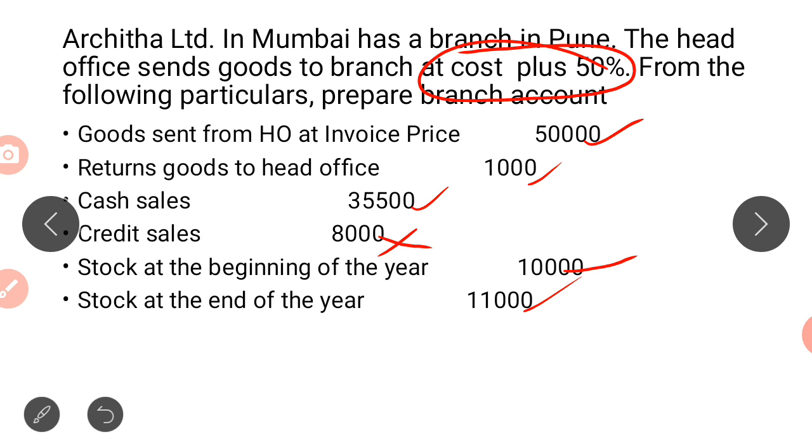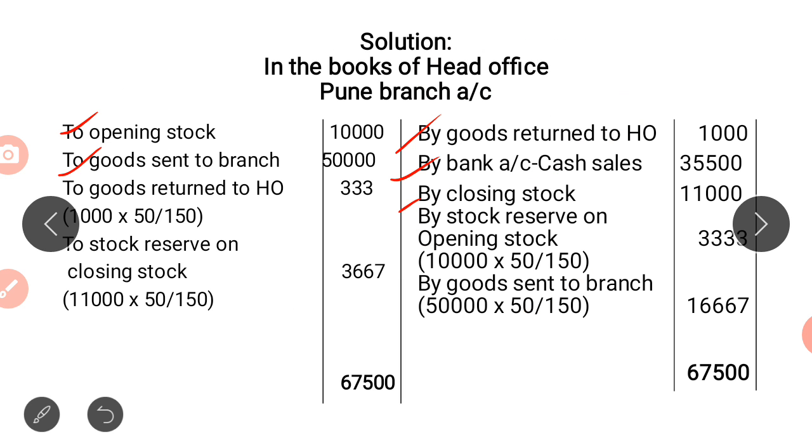Always remember, my dear students, when they give this type of cost plus 50% or cost plus 75% or 25%, anything, when it is cost plus, you always have to calculate stock reserve for opening as well as the closing stock, and also on goods sent to branch and goods received back by the head office. Now we have opening stock here. For that opening stock we have to calculate the reserve.